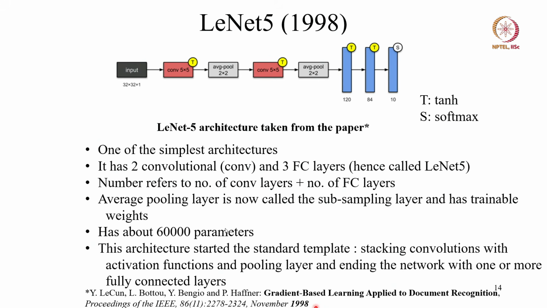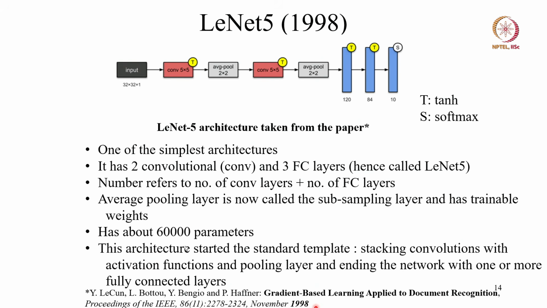And average pooling is used here. In the earlier architectures in CNN, average pooling was used. But if you look at the later architectures, you find that average pooling has been replaced by max pooling.